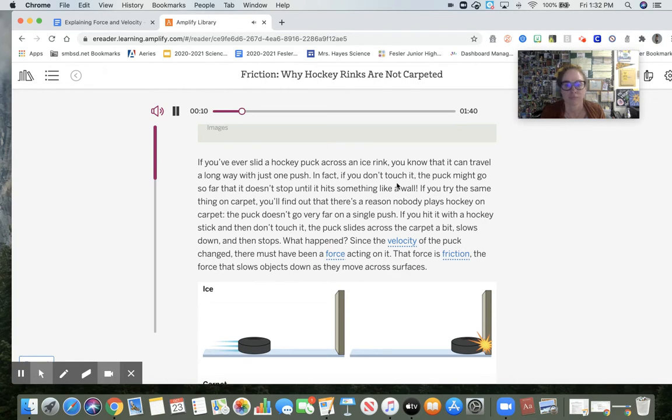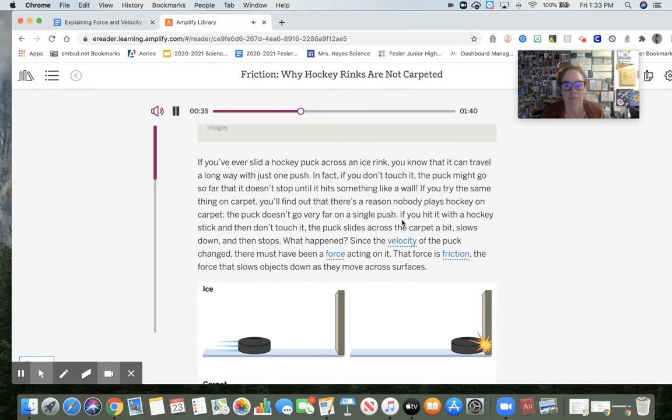In fact, if you don't touch it, the puck might go so far that it doesn't stop until it hits something, like a wall. If you try the same thing on a carpet, you'll find out that there's a reason nobody plays hockey on a carpet. The puck doesn't go very far on a single push. If you hit it with a hockey stick and then don't touch it, the puck slides across the carpet a bit, slows down, and then stops.